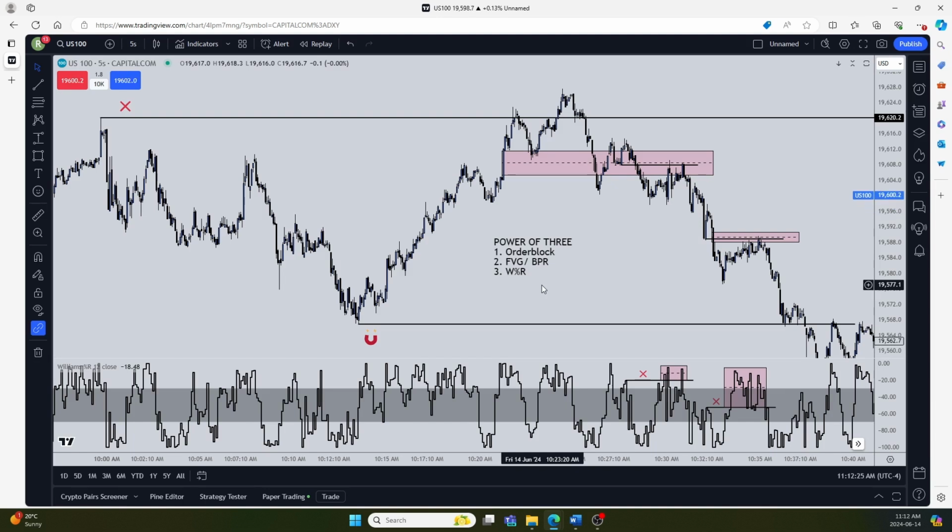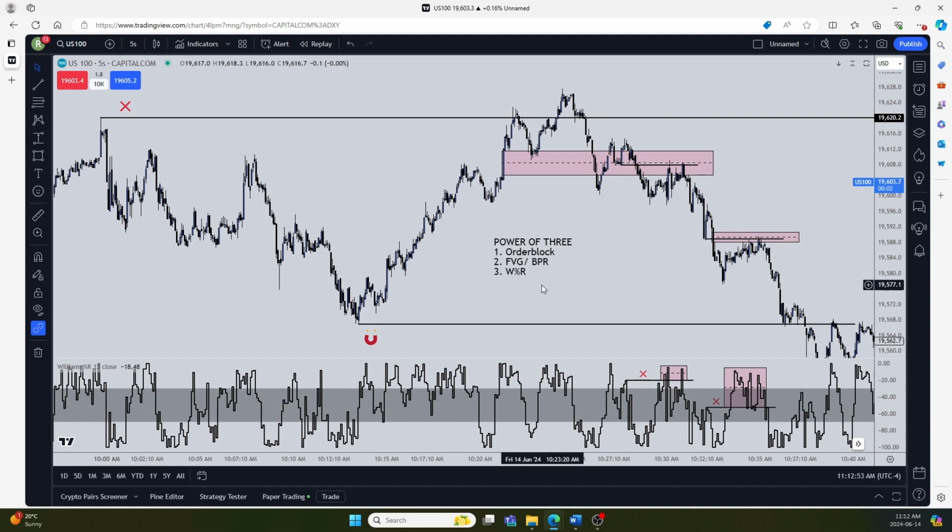Having too many confluences sometimes can be hard to follow and can get confusing. And having too few, 1 or 2, is not enough. So 3 is the sweet spot for having a defined, profitable edge in the marketplace. You don't need anything more or anything less.